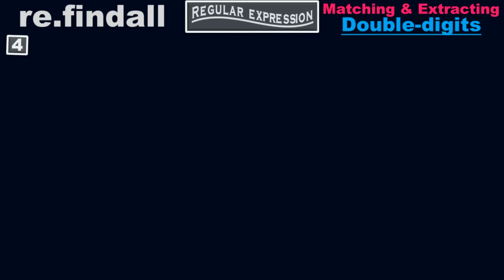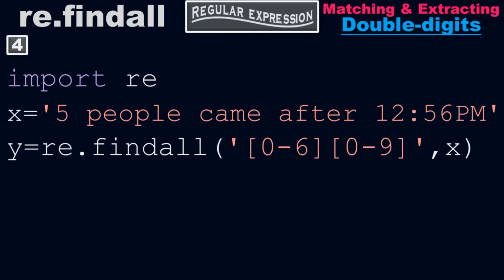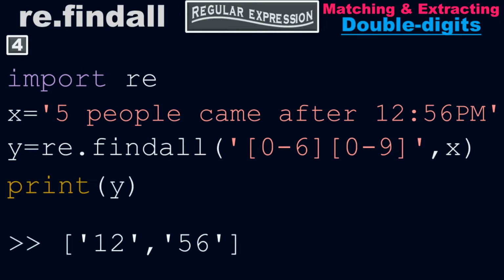Example number 4. First import the regular expression library, and then x equals to 5 people came after 12:56 p.m. y equals to re.findall of [0-6][0-9], comma x. Print of y, its output will be '12' inside the quotes, comma, '56' inside the quotes. This will be the output.